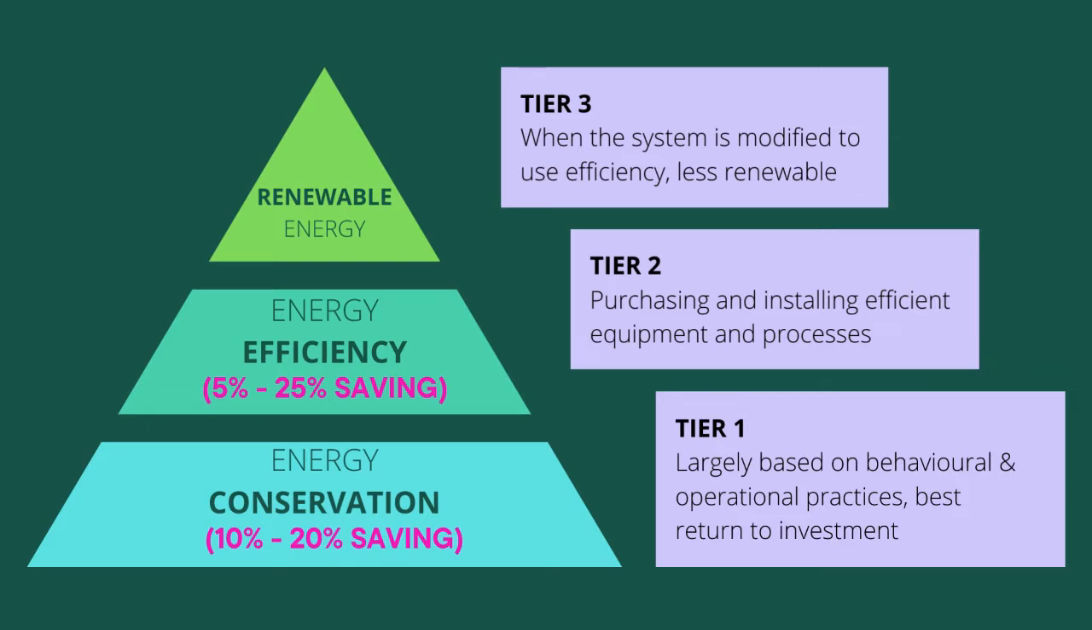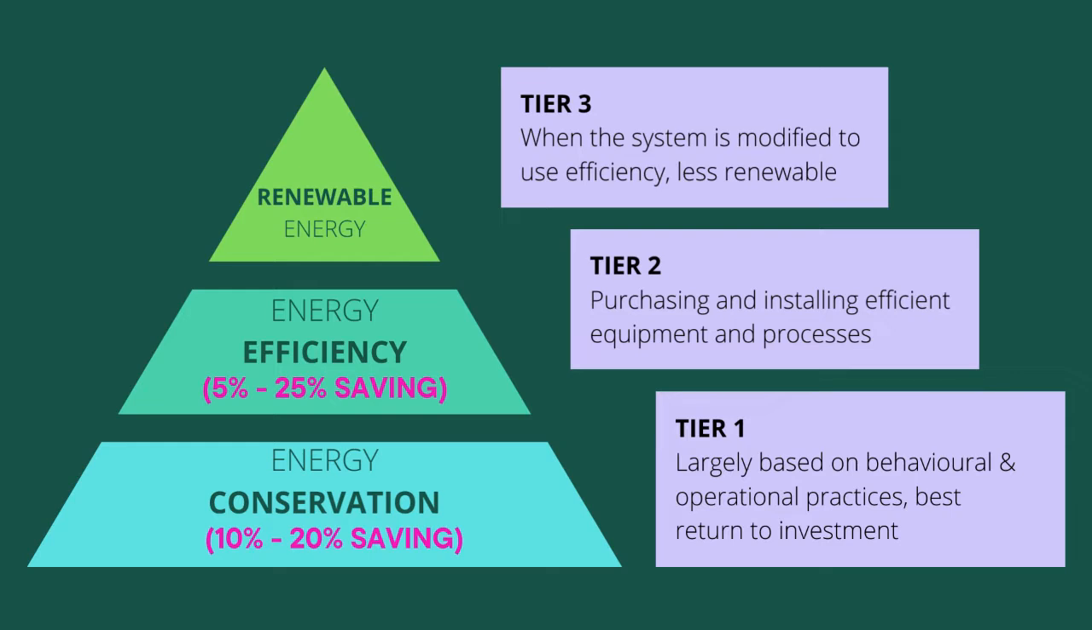There is no cost to carry out this plan. For example, we can save energy by simply turning off the light when not in use. Tier 2 is concerned with conserving energy and purchasing and installing energy efficient equipment and processes. In this case, we can use an LED bulb to reduce energy consumption.